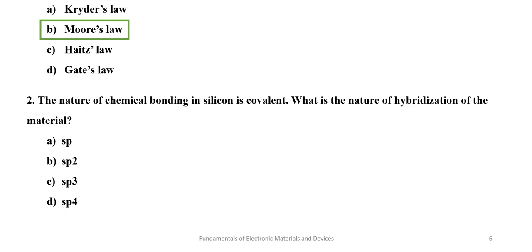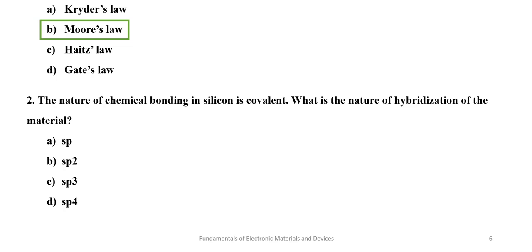The next question: the nature of chemical bonding in silicon is covalent. So what is the nature of hybridization of the material? Is it sp, sp2, sp3, or sp4? sp3. Why is it sp3? Can you tell me what sp3 hybridization is? When there are four electrons, in order to become stable, they arrange themselves in such a form that it becomes stable. It forms a tetrahedral shape, and I forgot the name of the law. They will be showing that shape and hybridization.